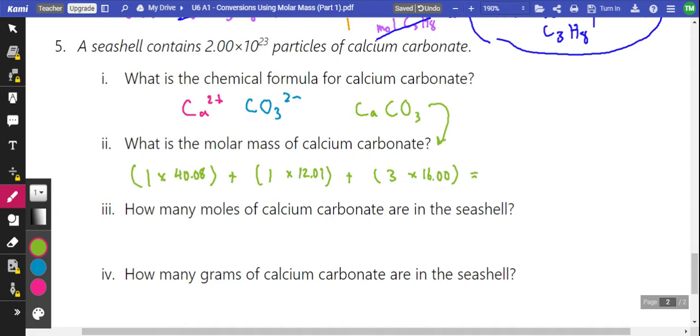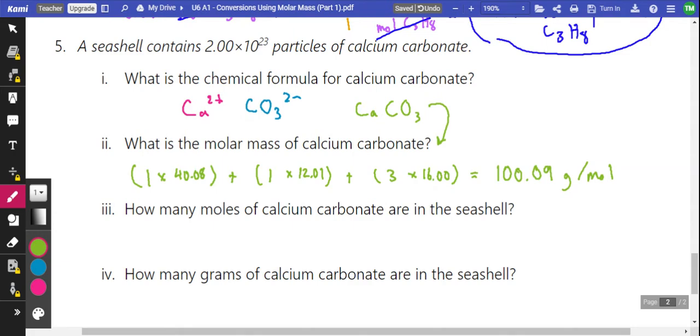40.08 plus 12.01, and then I've got 3 times 16. 3 times 16, that's 48. My 40.08 plus 12.01 was 52.09. Then I add to it 48, and I get 100.09 grams per mole for calcium carbonate.